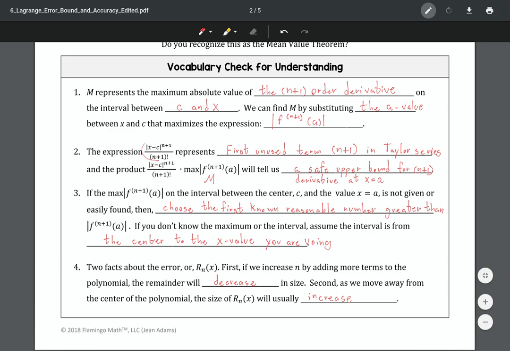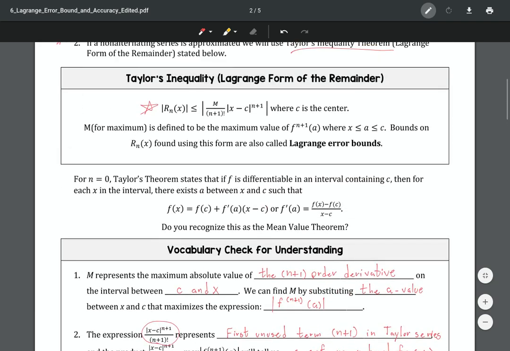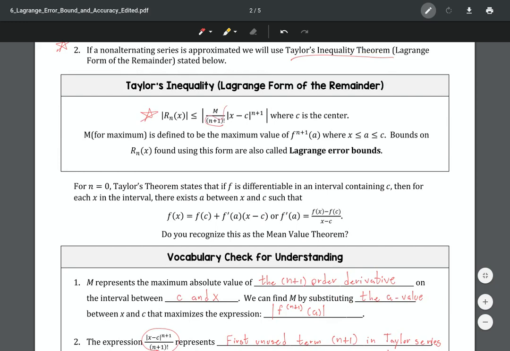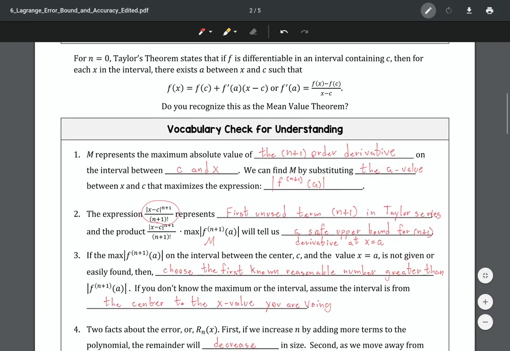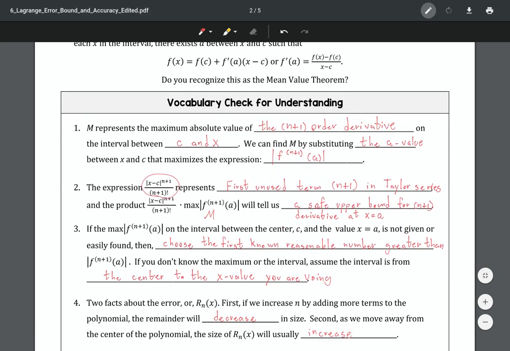Now this expression right here, which is the very first part of the formula that I showed you, is basically this part right here. That expression represents the first unused term, n plus 1, in the Taylor series. And then if we multiply that times the max, which is what they call M in that formula that I just showed you, that is going to give you the error bound.